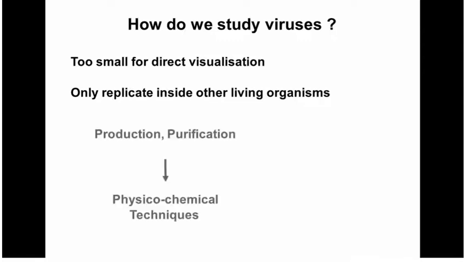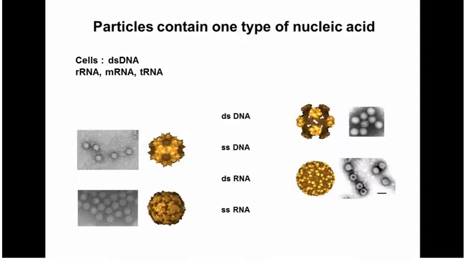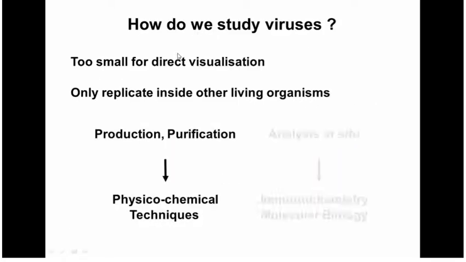And so there are two kinds of approaches. One of them is to try and study the virus particle in isolation. What is it made of? What's it like? So the idea is first you grow up the virus in some kind of production system and purify the virus particles, and then analyze them with a variety of physicochemical techniques. So that will tell you what is in the virus particle, what its structure is. So when I say something like particles contain only one type of nucleic acid, that's this kind of experiment.